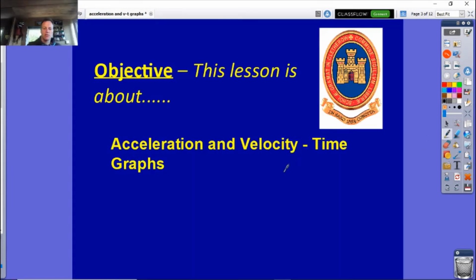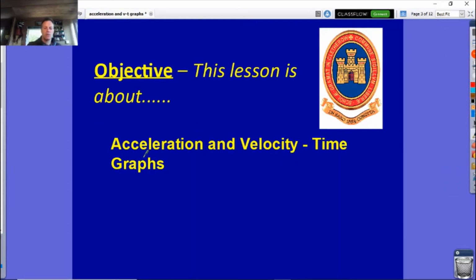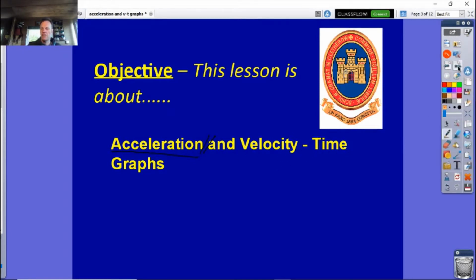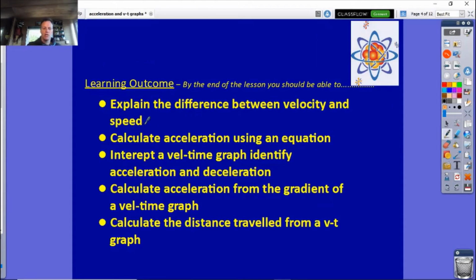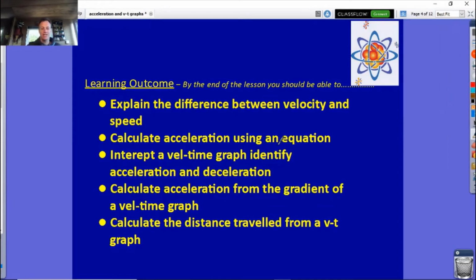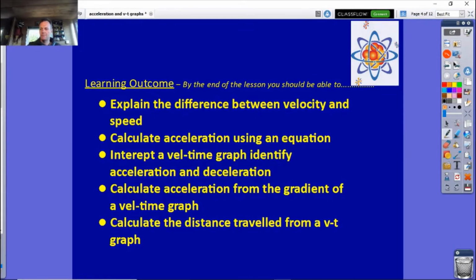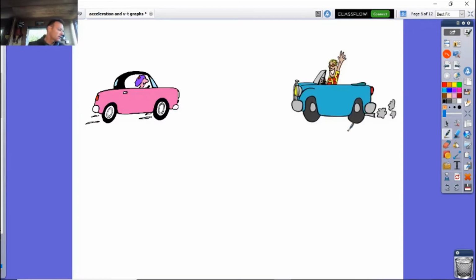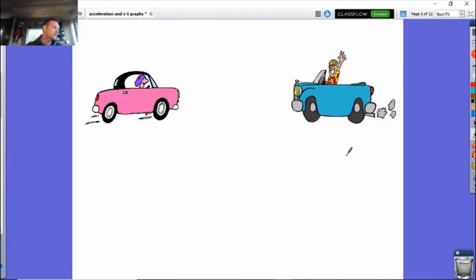Now, to go with that, this video is all about acceleration and velocity-time graphs. I'll probably only deal with acceleration first in this video, and then velocity-time graphs we'll do in a separate video. I would like you to be able to explain the difference between velocity and speed, and then calculate acceleration using an equation. You'll find all this in your book at page 152, under chapter 5b, under the title, obviously, acceleration.